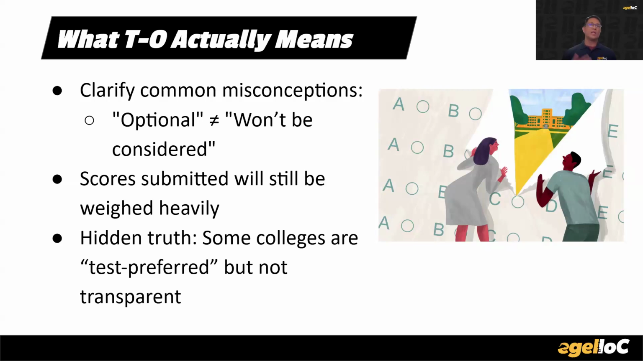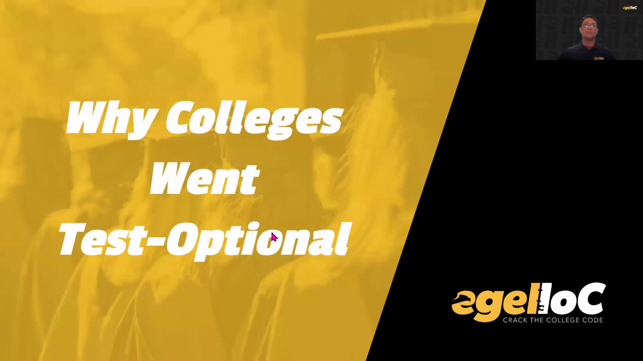Because really, this is the hidden truth: some colleges are test preferred. Meaning that they prefer that you do submit it, but it's still optional. But unfortunately, that is not transparent out there. A lot of times you don't know if these colleges are test preferred. So that's what test optional actually means, when we talk about it.